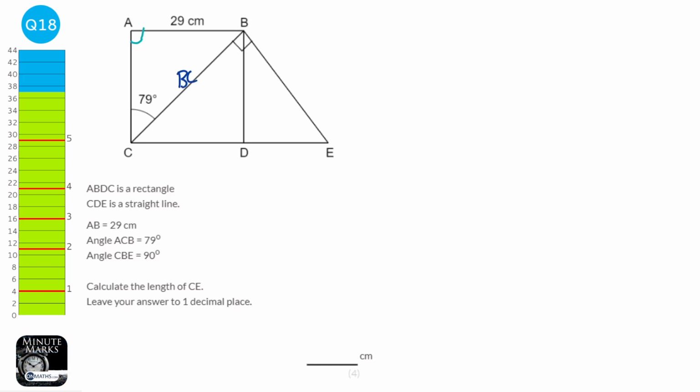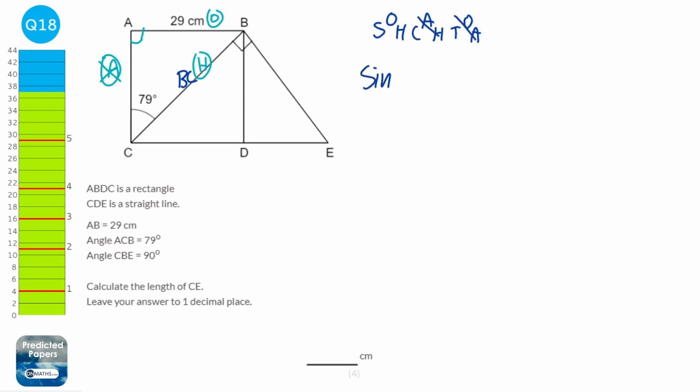So we'll start by labelling it. BC is the hypotenuse, the opposite here and adjacent here. We're not using the adjacent, so we're going to do our SOHCAHTOA, and we've crossed out the A, so we cross out these two, so it's going to be sine. So we know that sine 79 equals the opposite, which is 29, over the BC.